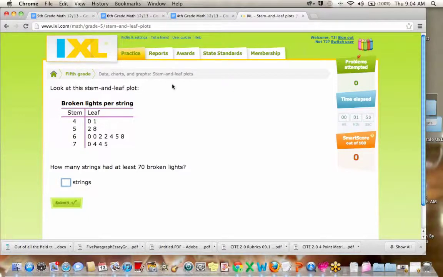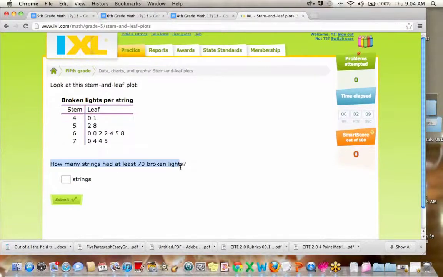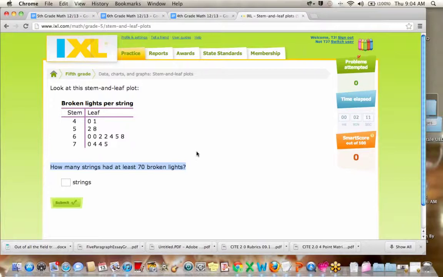It's okay, Jacob. And you can see just by counting that there's 1, so there's 2. Looks like 2. All right, but the question asks us, how many strings had at least 70 broken lights? Well, how many times do you see the number 70 show up on this graph? Type that into the chat.